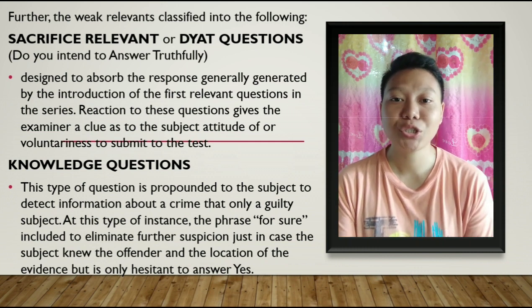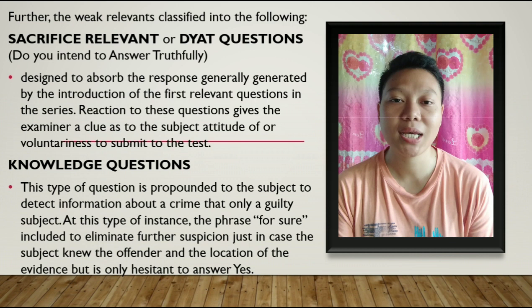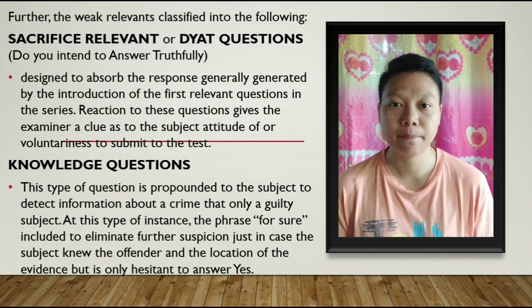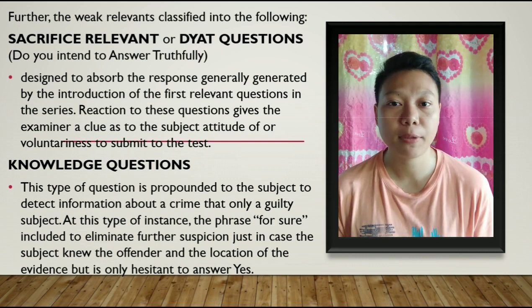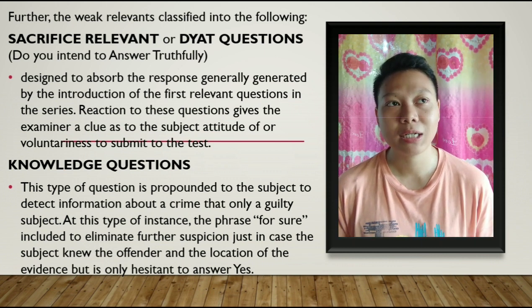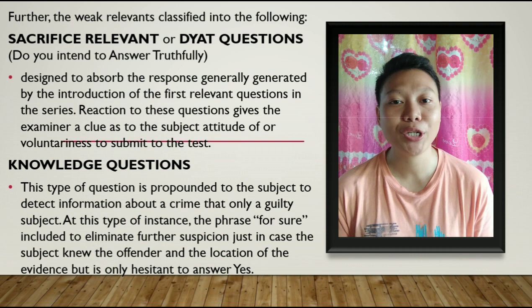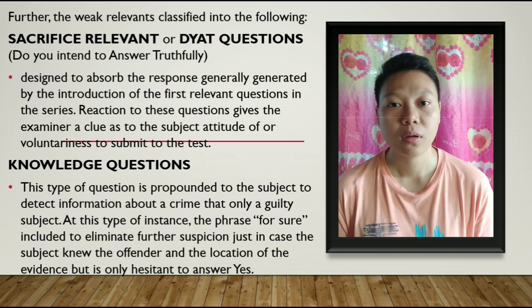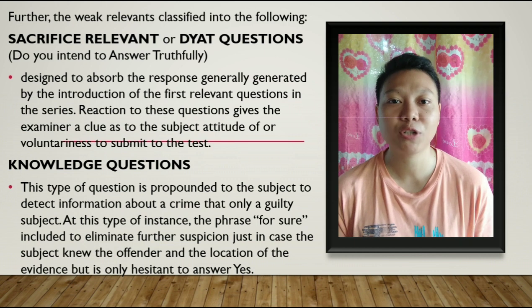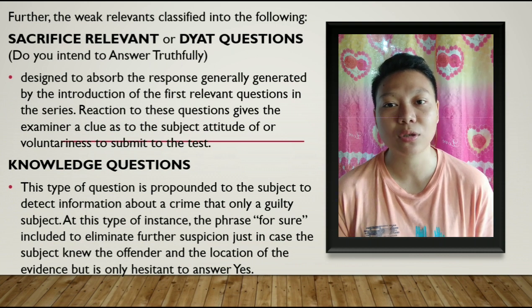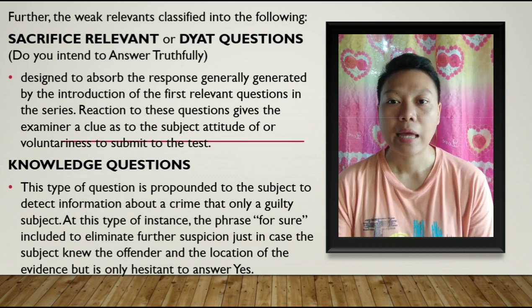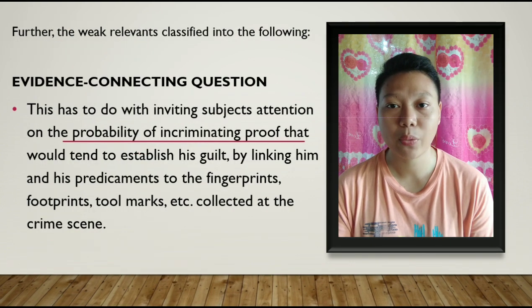Then next is knowledge questions. This type of question is propounded to a subject to detect information about the crime that only a guilty subject would know. In this instance, the question is included to eliminate further suspicion, just in case the subject knew the offender and the location of the evidence but is only hesitant to answer yes. Then lastly is evidence connecting questions.